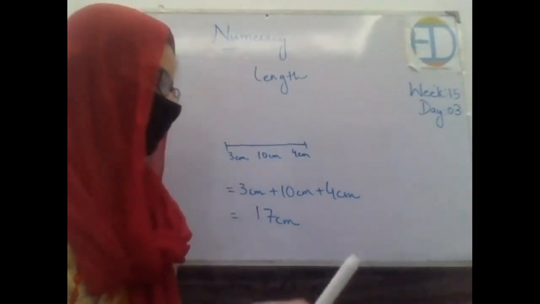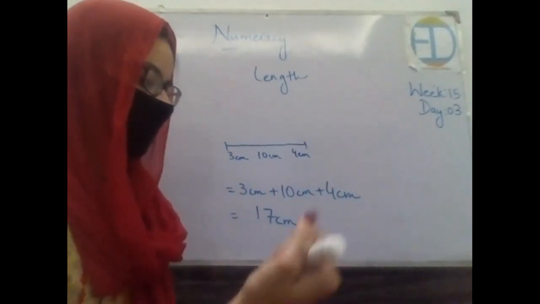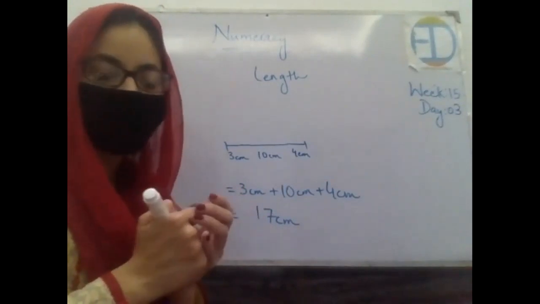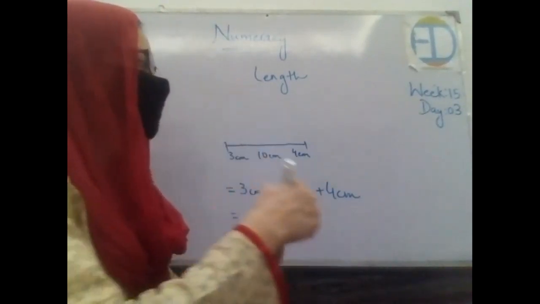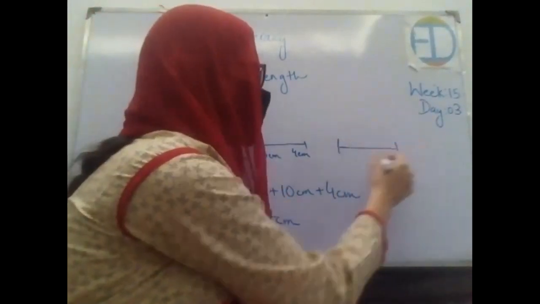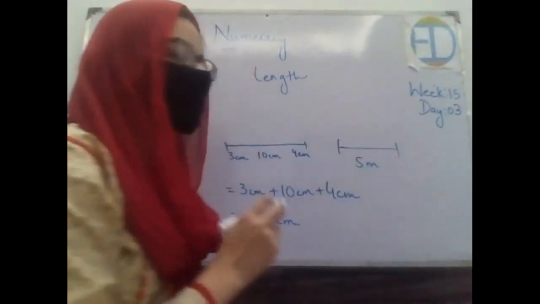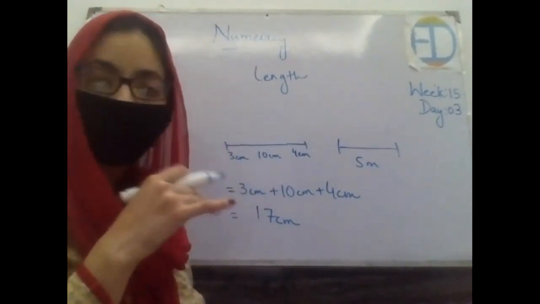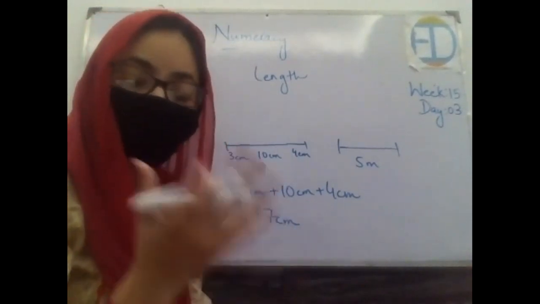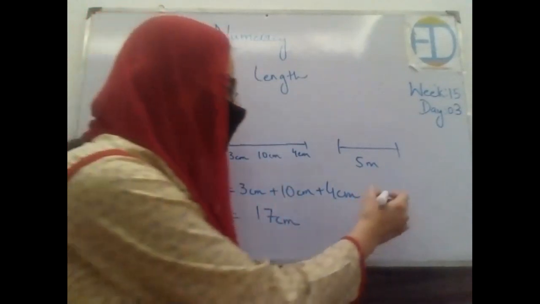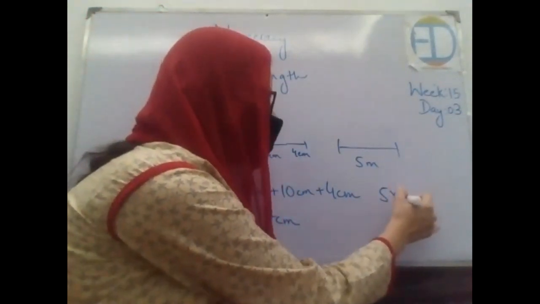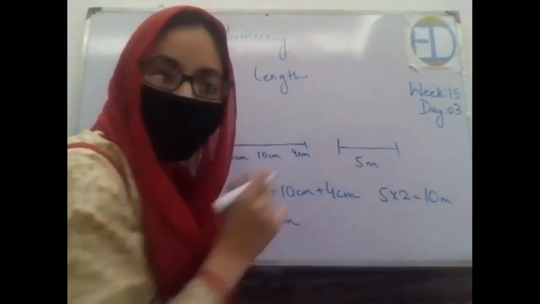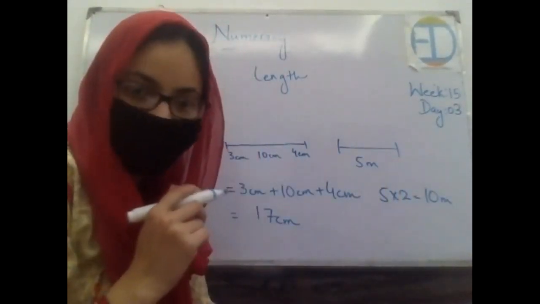Now let's learn something more. Let's say I have a length of 5 meter and I want to double it. There is this length, a line which is 5 meter long, and I ask you to find the double of it. So how will you find the double? We are already done with number operation, so we can use that. I will multiply 5 with 2, and 5 times 2 is 10. This means the double of this length would be 10 meter, right?